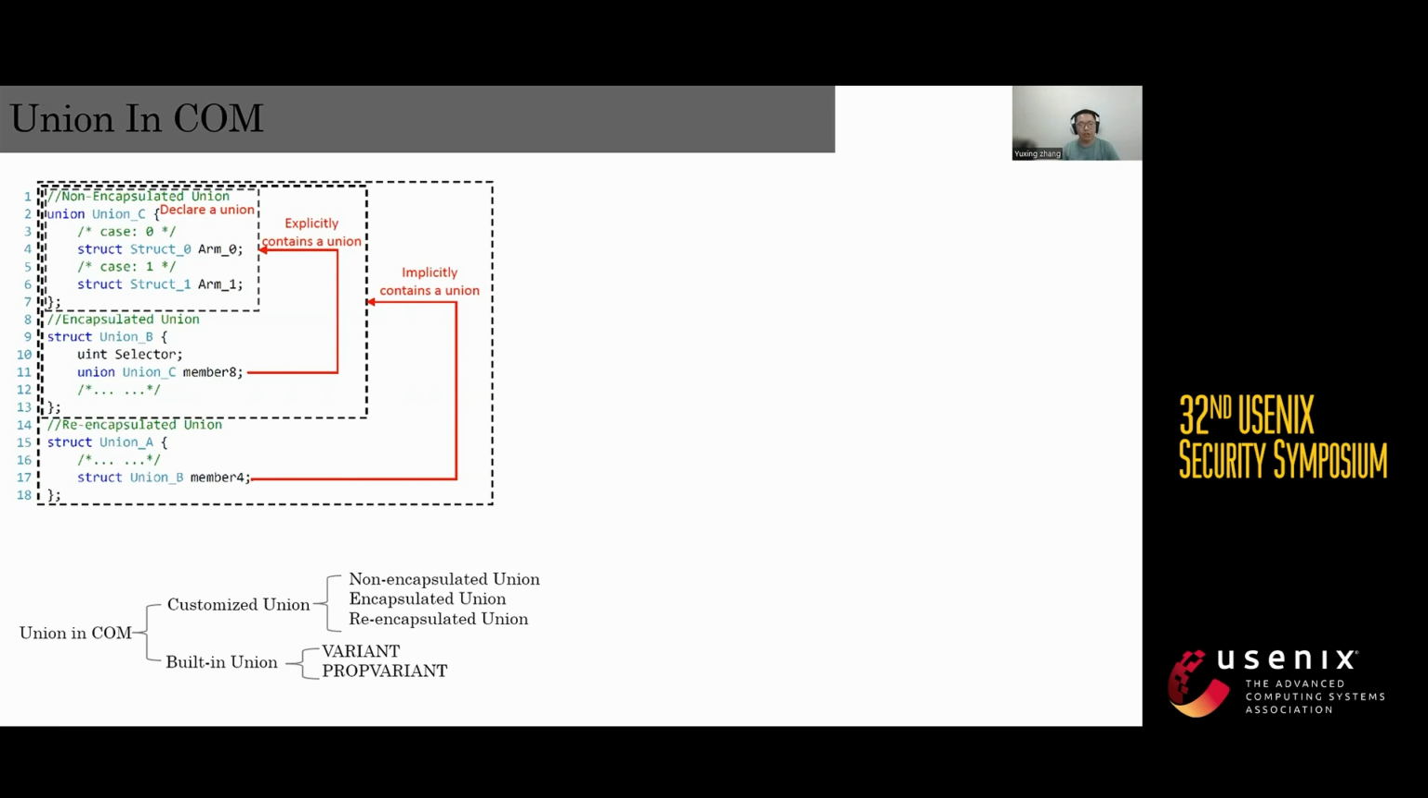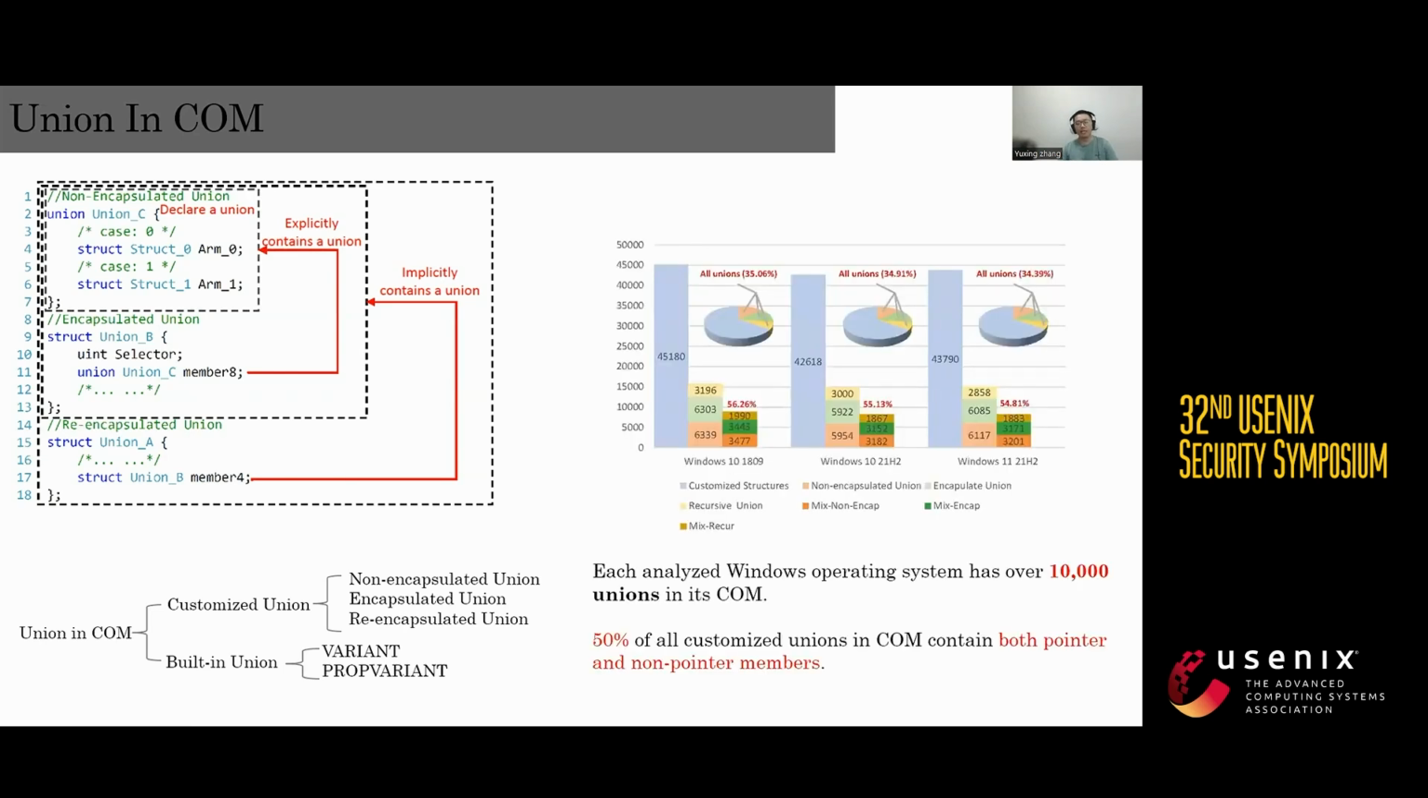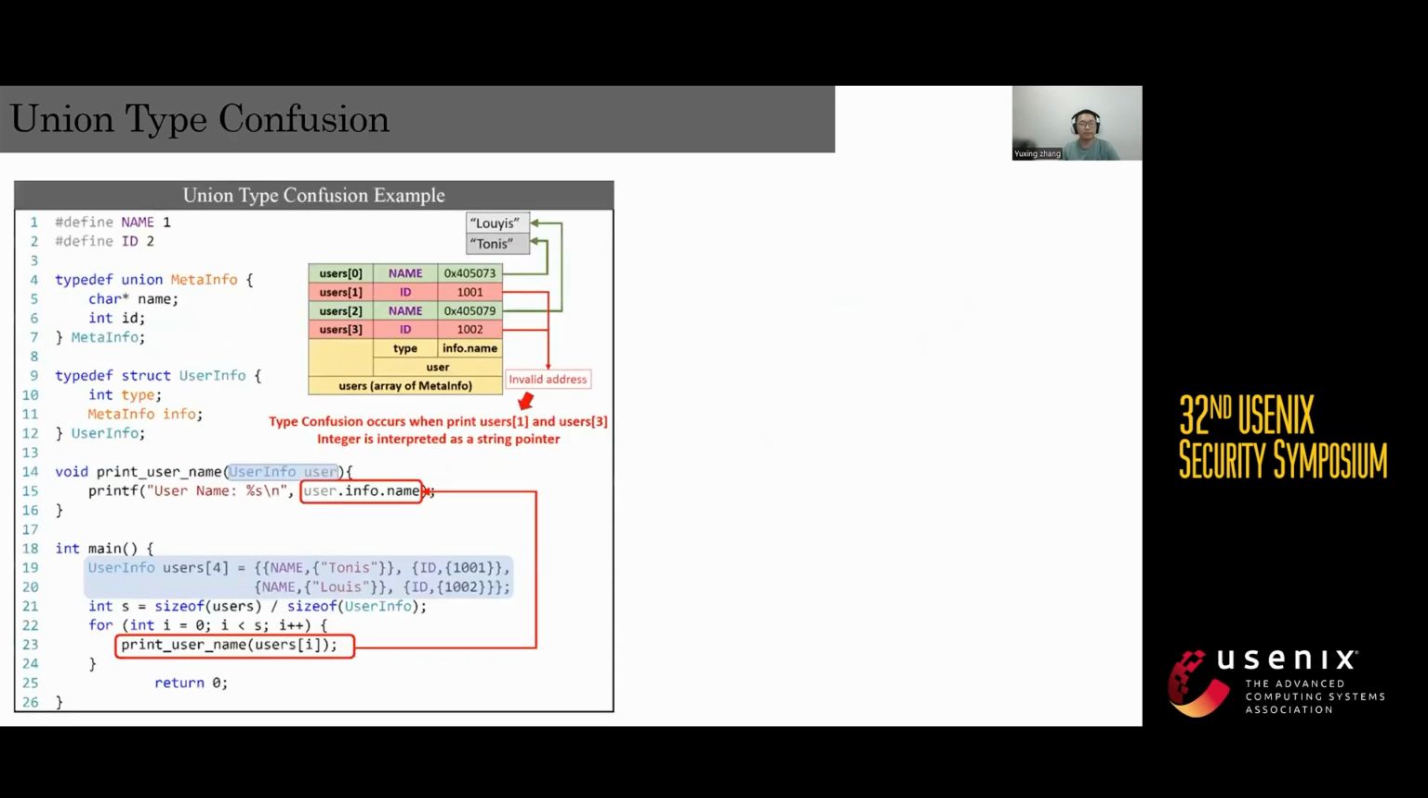Besides this, COM also outlines two built-in units, the VARIANT and the PROPVARIANT. As illustrated in the figure on the right, based on our analysis, each version of the Windows operating system boasts over 10,000 distinct types of units within its COM. And what's more, over half of all customized units in COM consist of both pointer and non-pointer members. This is particularly concerning because type confusions in such units could result in severe problems.